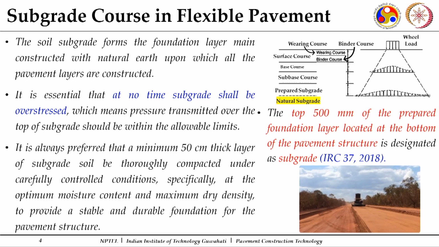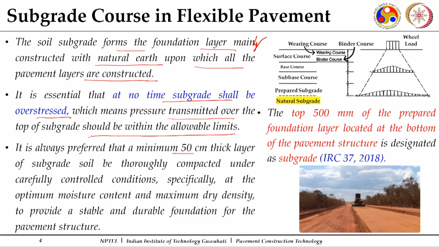We mentioned earlier that the soil subgrade forms the foundation layer. This is mainly constructed with natural earth upon which all pavement layers are constructed. It is essential that at no time subgrade shall be overstressed, because ultimately all pavement crust layers will come over this particular one. So, we want to ensure that at no times it is overstressed, by which means pressure transmitted over the top of the subgrade should be within the allowable limit. So, during the pavement design also we take care that the compressive strains at the top of the subgrade are well within the permissible limits.